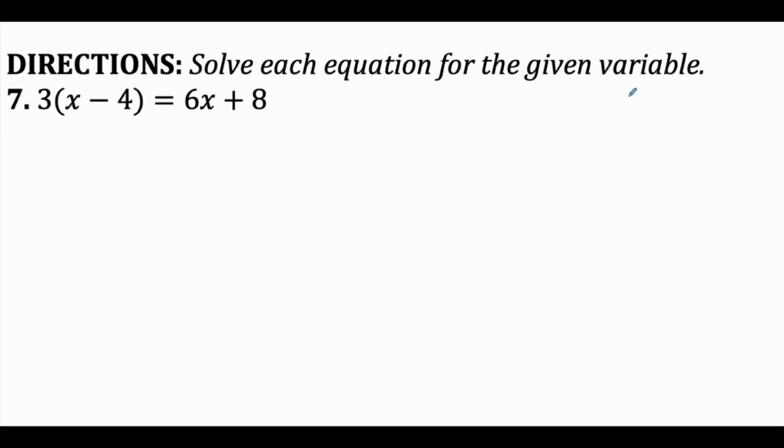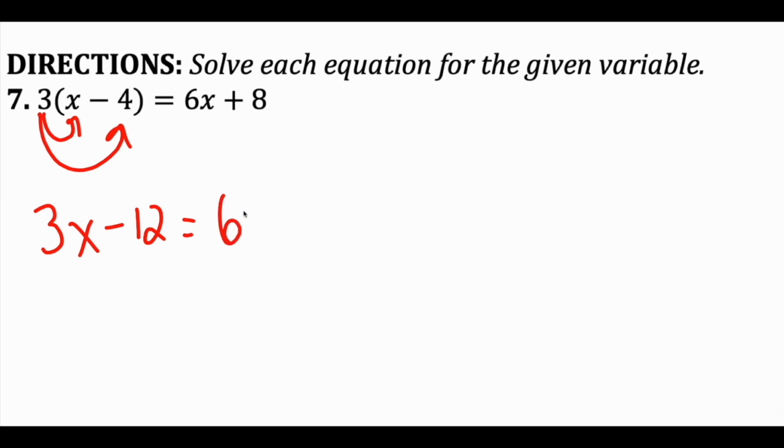So again, we had a bunch of different levels of these problems back in pre-alg, alg 1, alg 2. So you just have to remember what to do when you see these different types of problems. First thing I recognize is when there are parentheses, I need to do my distributive property. So distribute the 3 through. So 3 times x is 3x. 3 times negative 4 is a negative 12. Right-hand side, nothing changing there in this first step.